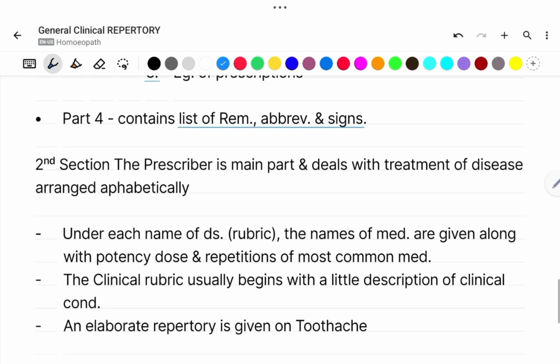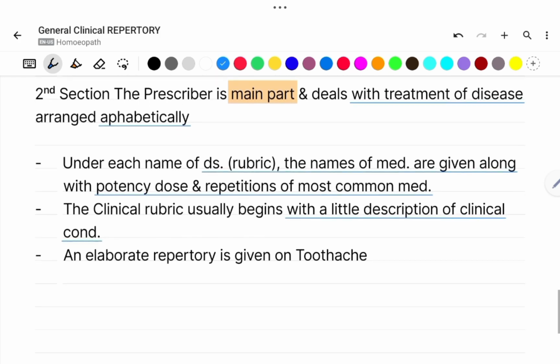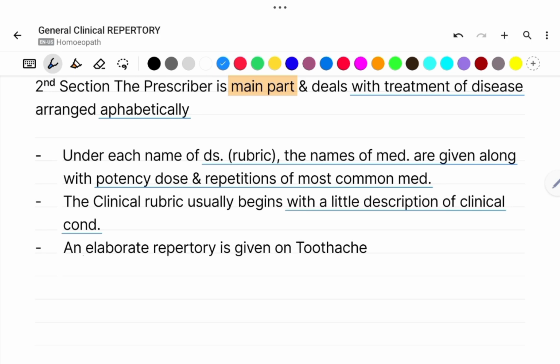Now comes the second section of the prescriber, which is the main part of the book. It deals with treatment of disease and is arranged alphabetically. Under each name of disease rubric, the names of the medicine are given along with potency, dose, repetitions of most common medicines. The clinical rubric usually begins with a little description of the clinical condition. Before starting off any clinical rubric, some introductory description or definition or its medicine part is given in the book. It has an elaborate repertory on toothache.